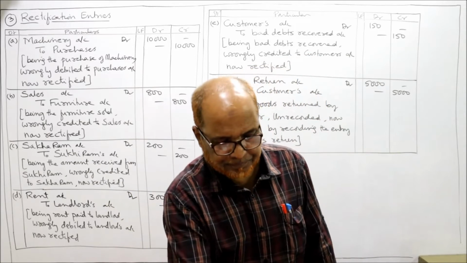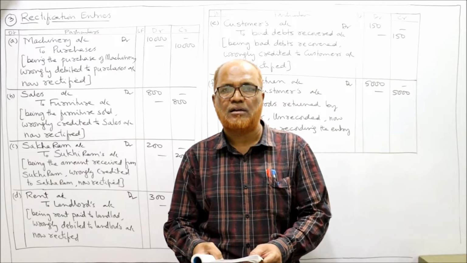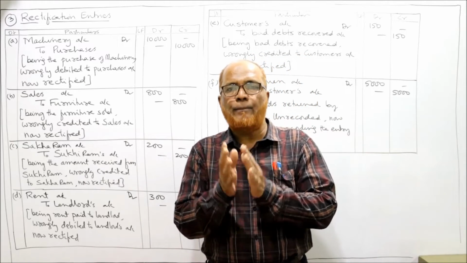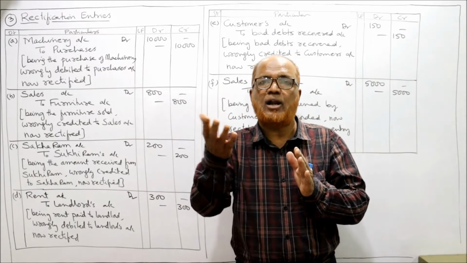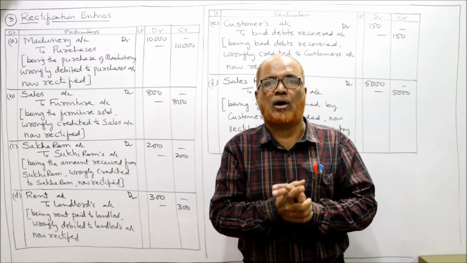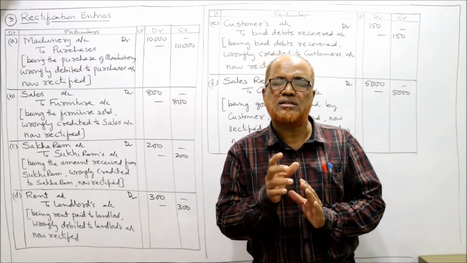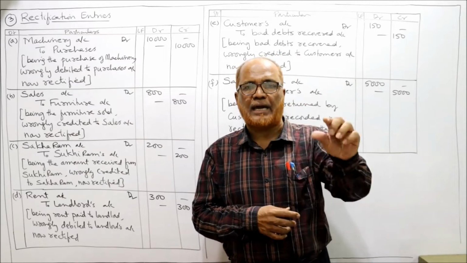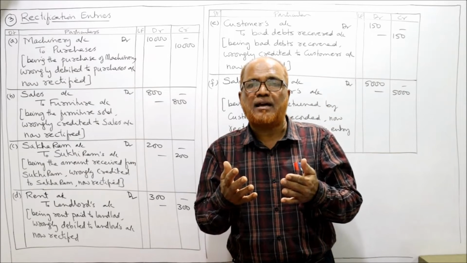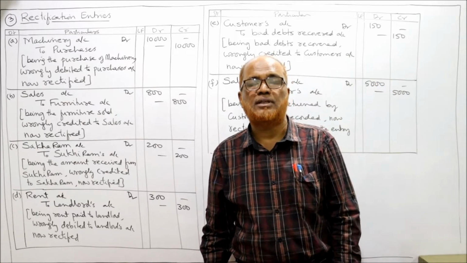Next, fourth one. See the 4D point. Rupees 300 paid to landlord for rent, debited to landlord's personal account. Rupees 300 paid as rent to the landlord, wrongly debited to landlord's account. So when rent is paid, what is the correct entry? Rent account debit to cash. So we have to debit rent account, credit cash account. By mistake, rent account was not debited. Landlord's account was debited. That's a mistake.